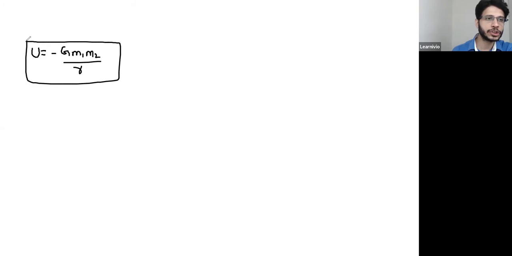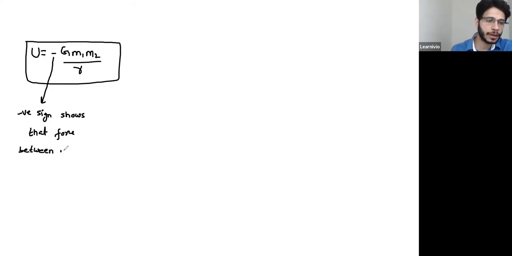You can get objective questions on this result. The first is the significance of this negative sign. What does this negative sign signify? This negative sign simply shows that the force between M1 and M2 is attractive. Whenever you have attractive forces in your system, the potential energy is negative. This is the significance of this negative sign.